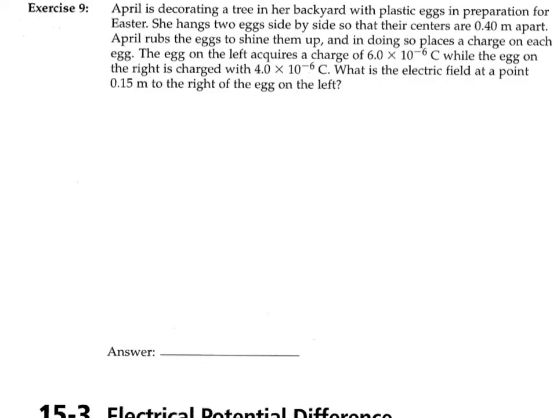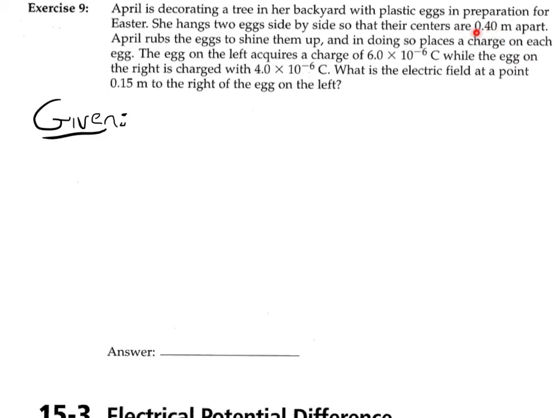Okay, here's a little help for exercise 9 in the electric field problems, word problems. First step, as usual, is to list your given information. So reading through the problem, you have things like a charge of 6 times 10 to the negative 6 coulombs. The other egg has a charge of 4 times 10 to the negative 6 coulombs. And if you look up here, you'll notice where it talks about centers or 0.4 meters apart.